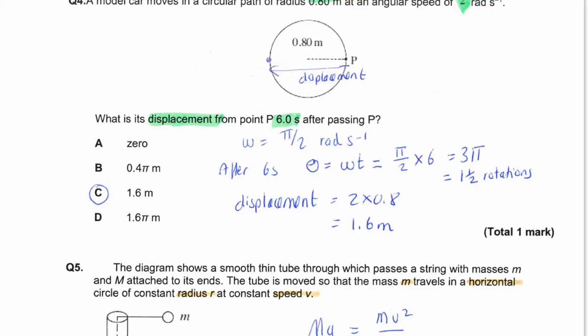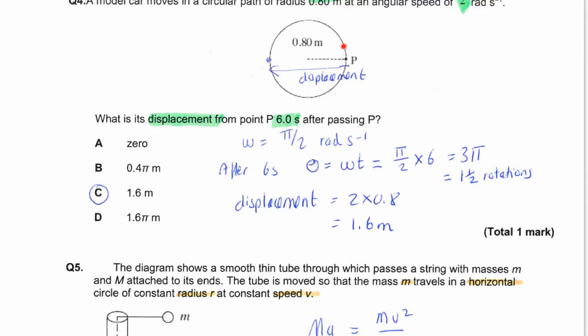Now it's actually more convenient to do this in terms of angles first of all. So the angle swept out is equal to the angular speed multiplied by the time. So we have pi divided by 2 times 6 seconds, giving 3 pi. Now remember 2 pi radians corresponds to 1 rotation, so 3 pi radians must be 1.5 rotations.